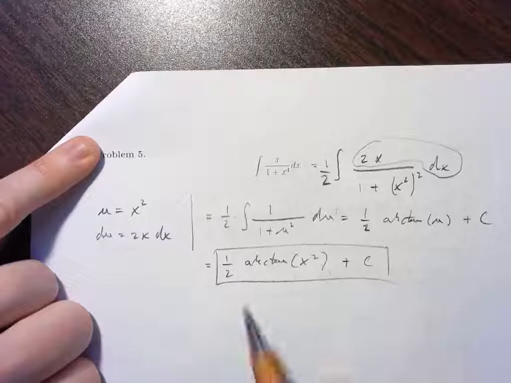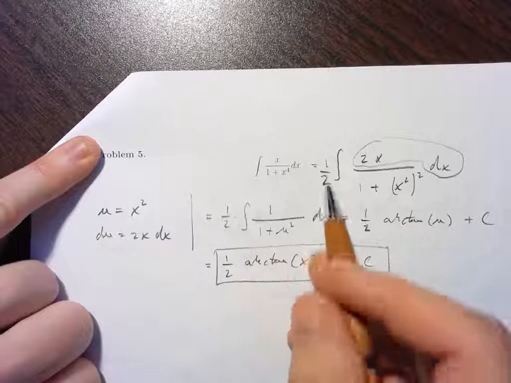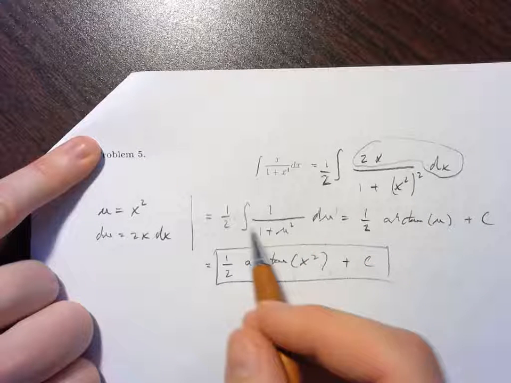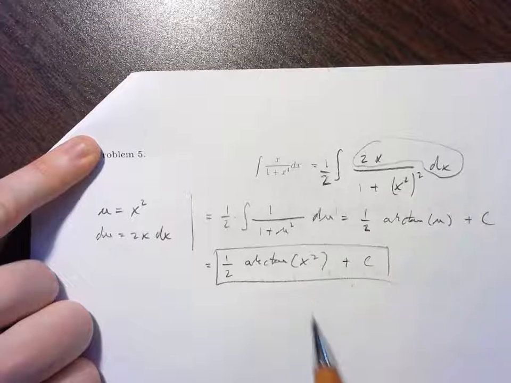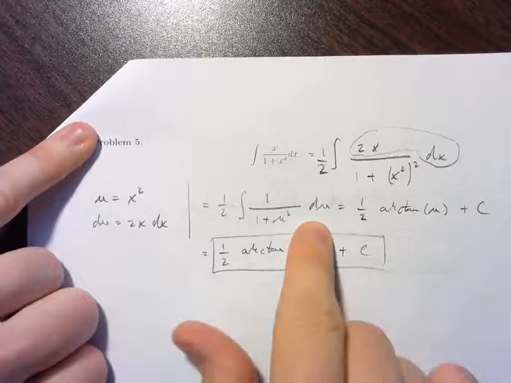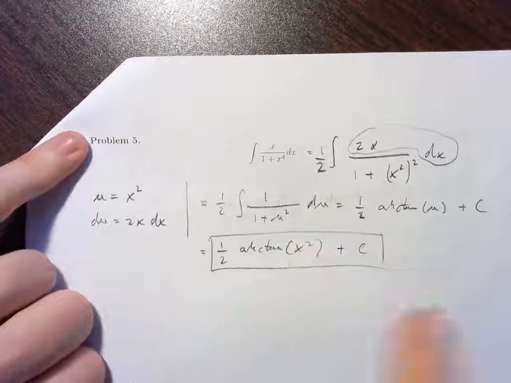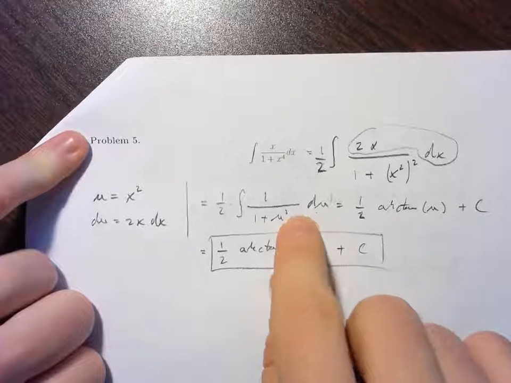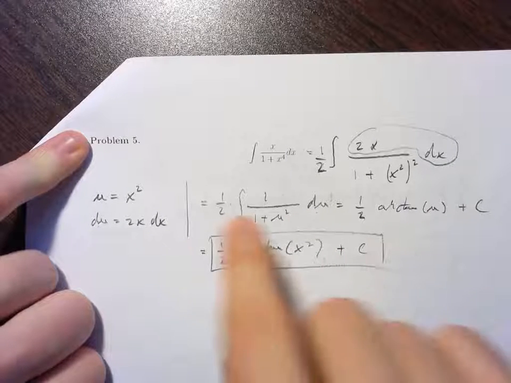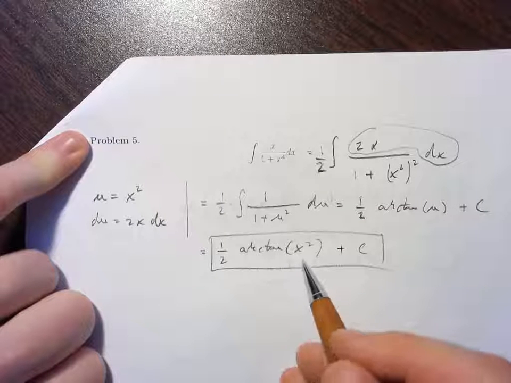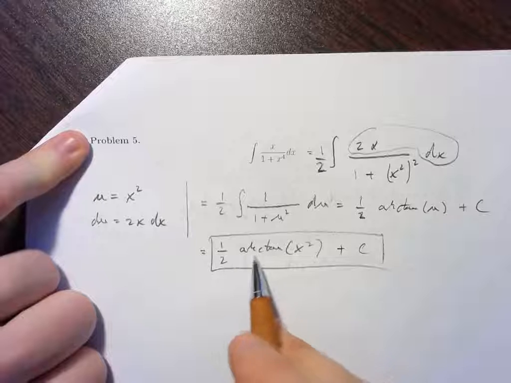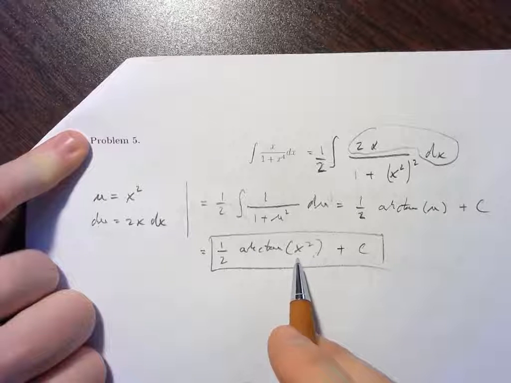And that means that my integral is going to be 1/2 here, the integral of 1 over 1 plus u squared, and then this whole piece on top becomes the du. That's the rewritten integral once I've done the substitution. Now this is very easy to integrate. That's just arctangent of u times 1/2 in front plus c, and u was x squared, so it's 1/2 arctangent of x squared plus c.